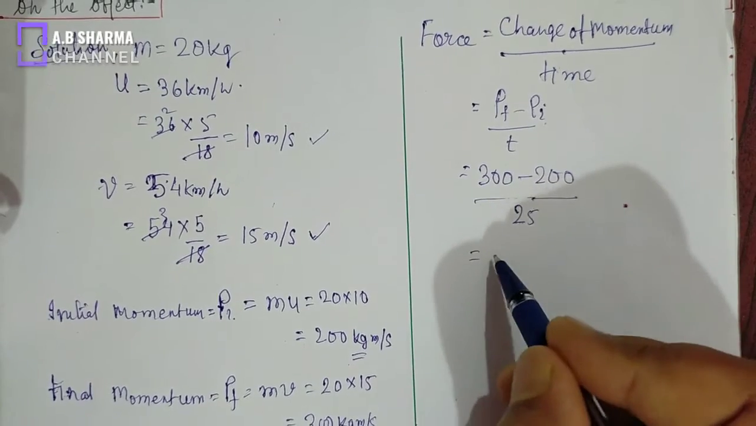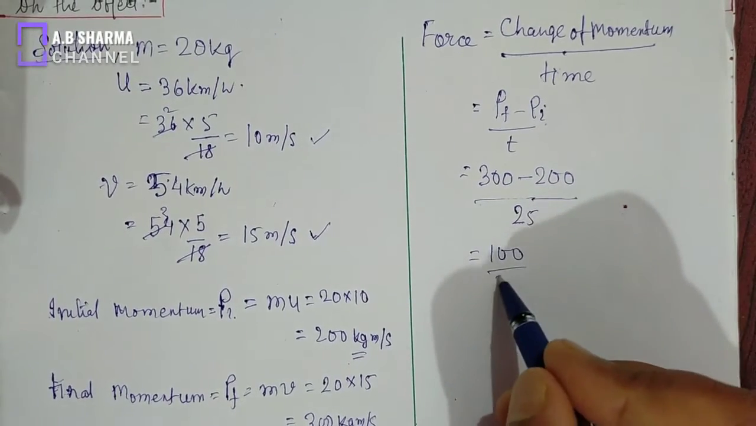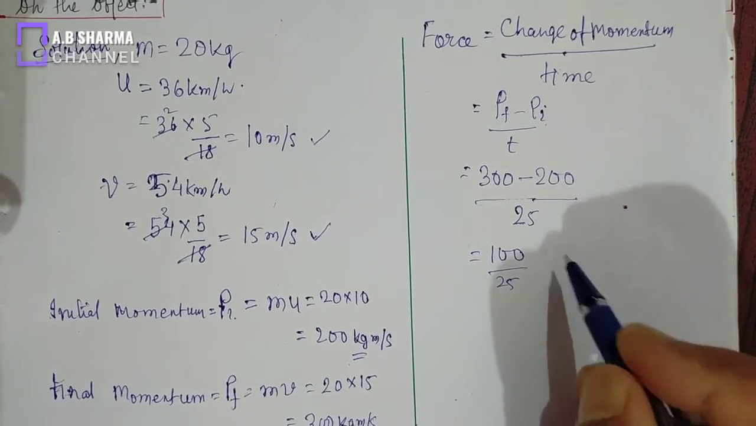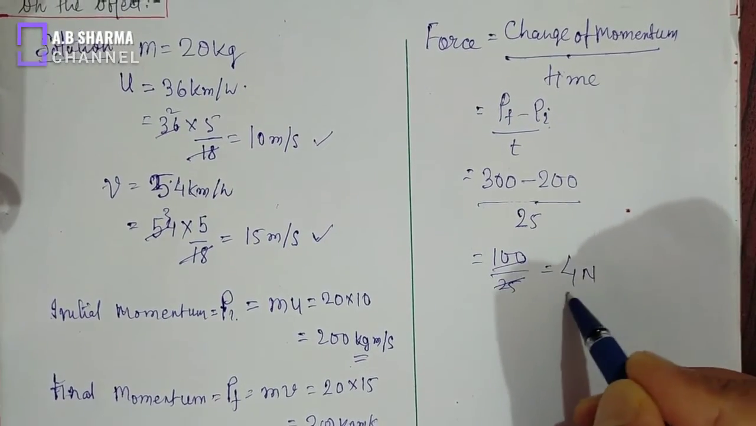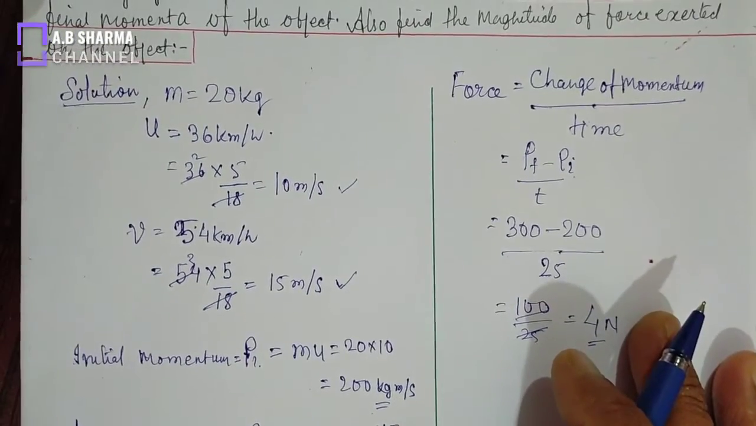Now what will be the result? 100 over 25 means the force will be 4 Newton. So the force exerted by the object is 4 Newton.